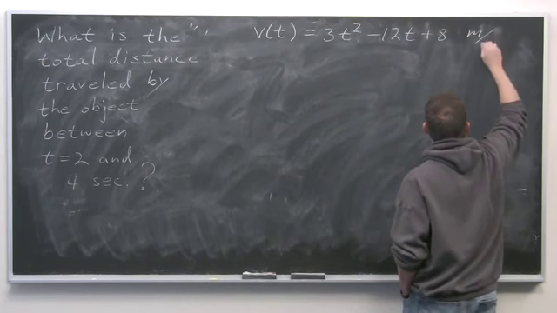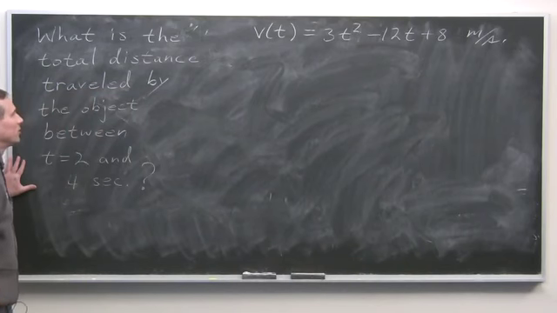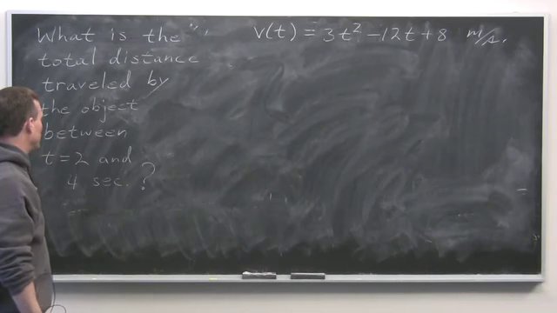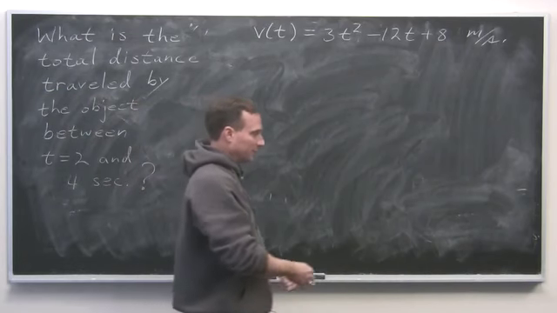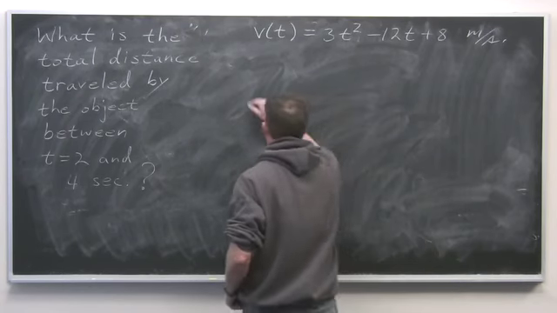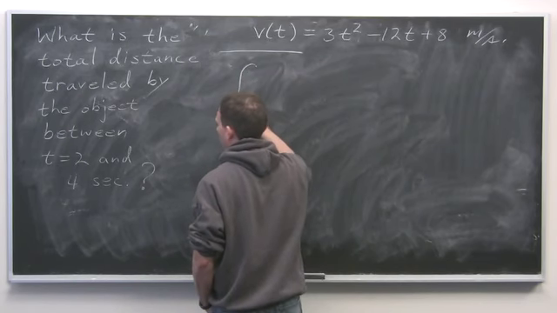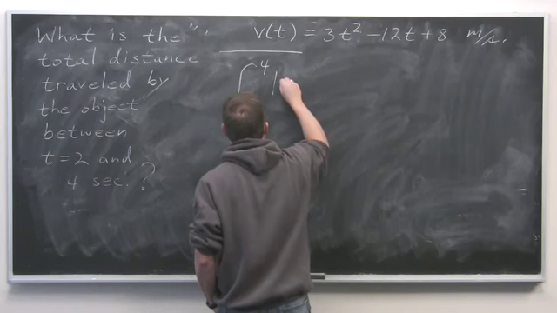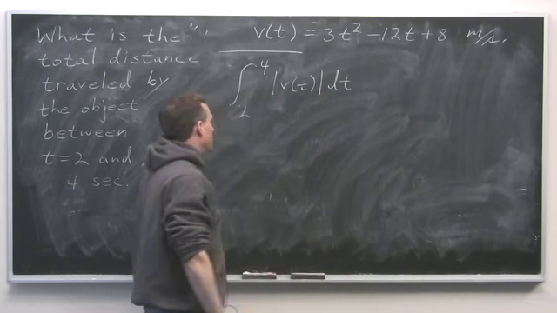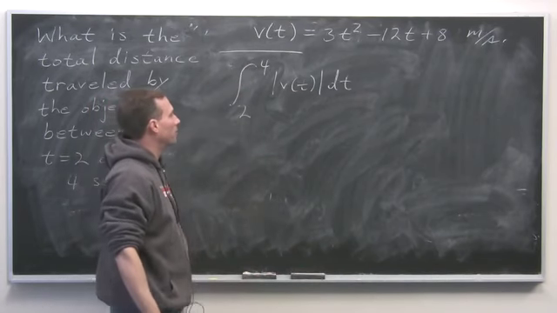So I'm back in this example. Between times 2 and 4, we saw the displacement was 0. But we're going to see that the total distance traveled is not 0, and so the average speed is not 0, even though the average velocity is. All right. So what do you have to do? Well, we know what you do. The distance traveled is the integral from 2 to 4 of the absolute value of the velocity. You integrate the absolute value of the velocity. So the speed, you integrate the instantaneous speed from 2 to 4.